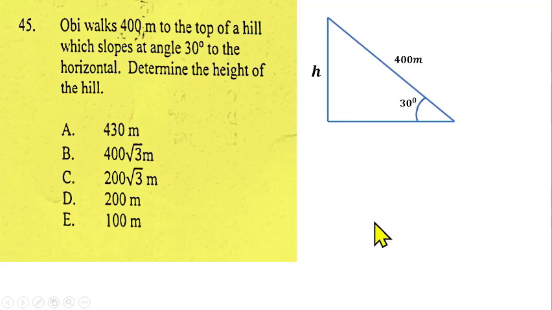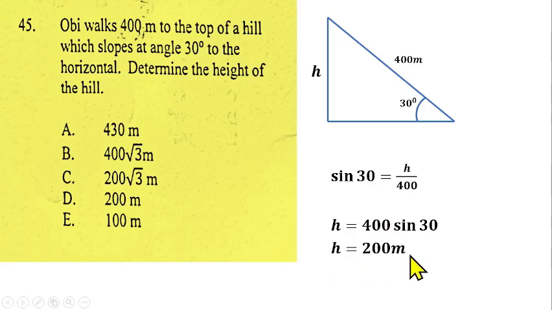In this case, we can use the trigonometric ratio, which is opposite over hypotenuse. That will be sine 30 equals h over 400. So by multiplying, h will be 400 sine 30. Sine 30 is half. So half of 400 is 200. So h should be 200 meters, which is option D for question number 45.